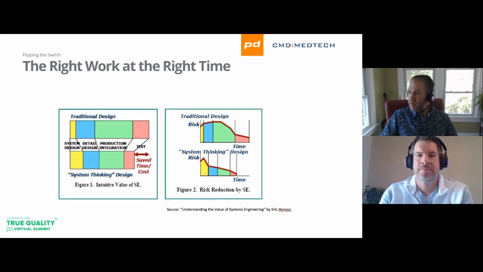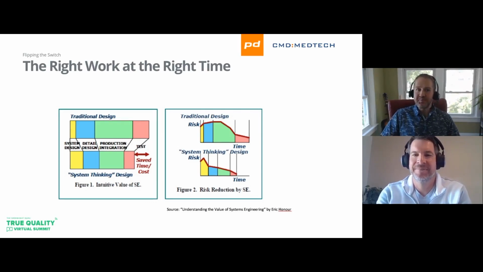I don't know if I can. I guess I can't circle it. Nope. Well, okay. So look at figure 2, where we show this risk versus time chart.